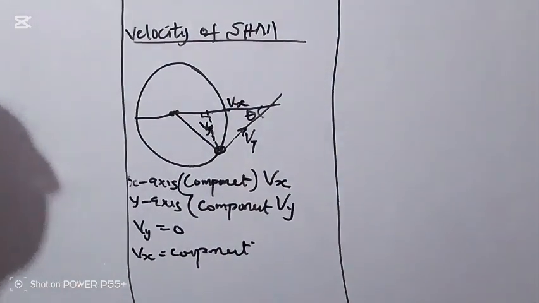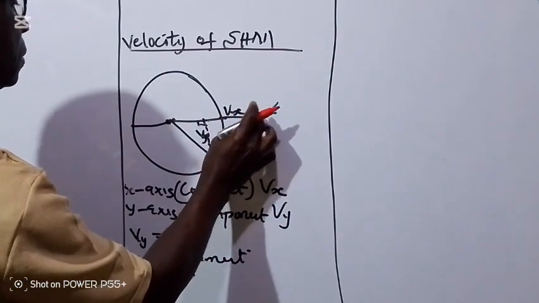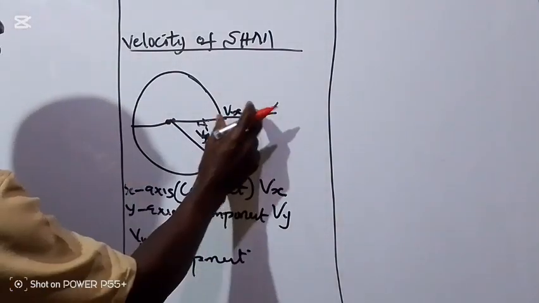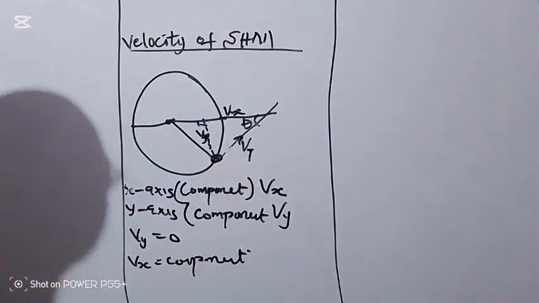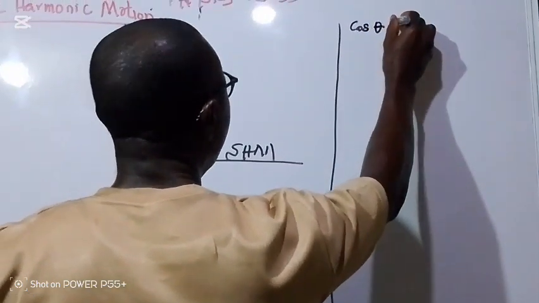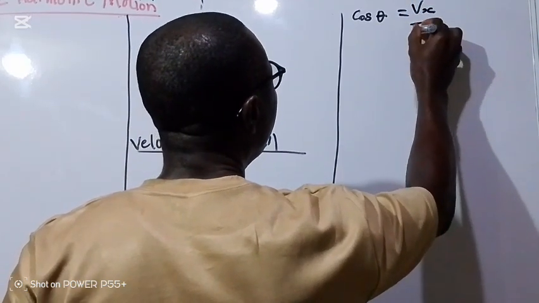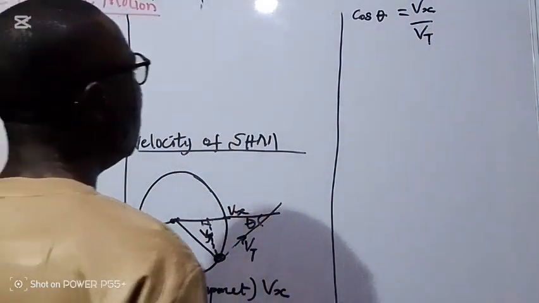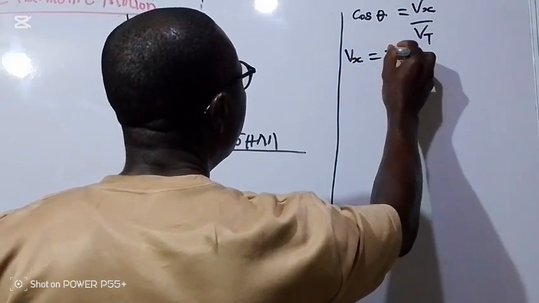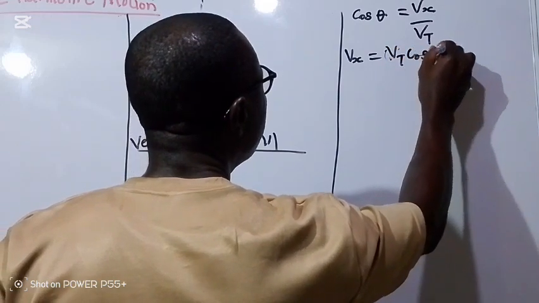So now let's look at it together. This is angle theta. Take this line and this tangential velocity. This one will now give us this adjacent, this is hypotenuse. That will be cos theta. Cos theta will be equal to Vs over Vt. So from there, we can now say Vs will be equal to Vt cos theta.